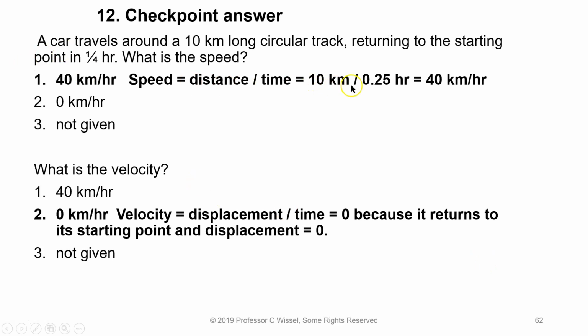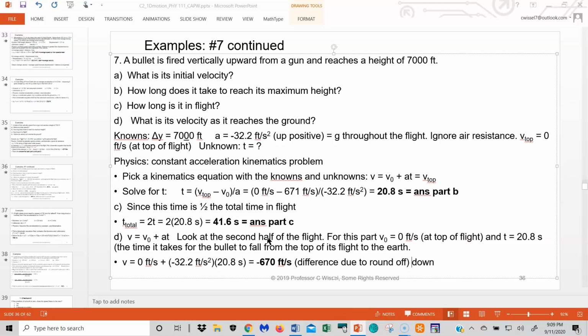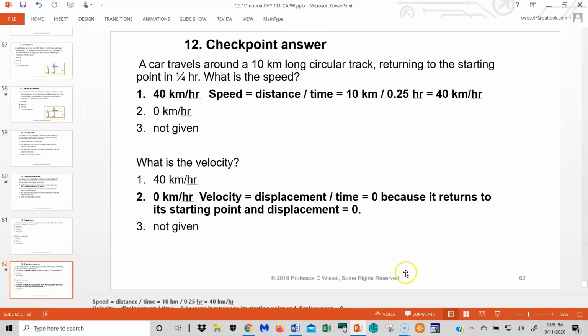So the speed is distance divided by time. 10 kilometers divided by 0.25 hours, 40 kilometers per hour. Velocity is displacement divided by time, and it's zero because displacement is zero. If it comes back to the starting point, the displacement is zero. So the displacement of a round trip is zero, no matter where you go.